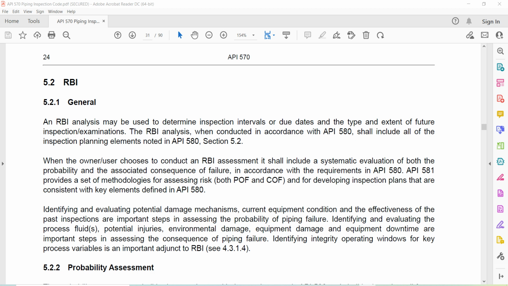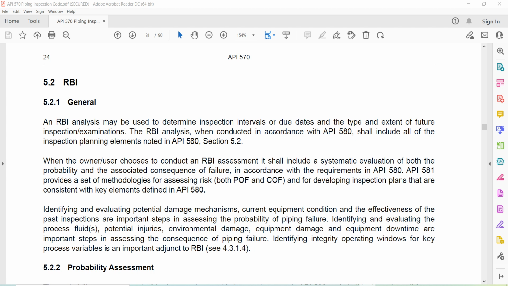5.2 RBI. 5.2.1 General. An RBI analysis may be used to determine inspection intervals or due dates, and the type and extent of future inspection examinations. The RBI analysis, when conducted in accordance with API 580, shall include all the inspection planning elements noted in API 580 section 5.2. When the user owner chooses to conduct an RBI assessment, it shall include a systematic evaluation of both the probability and the associated consequences of failure, in accordance with the requirements of API 580.